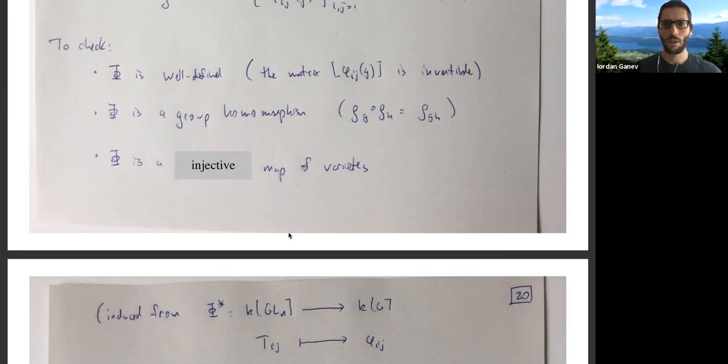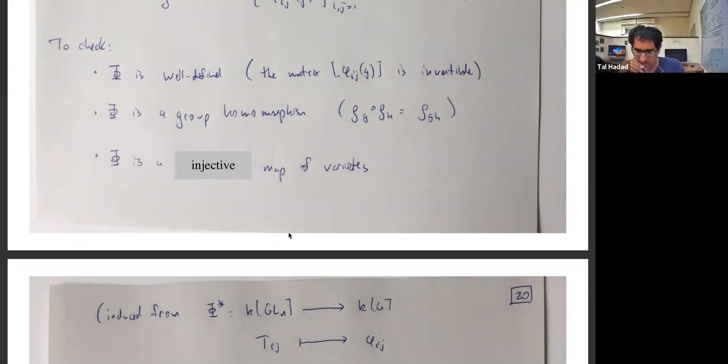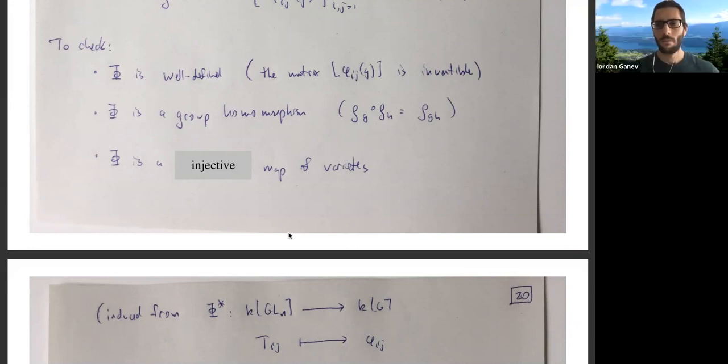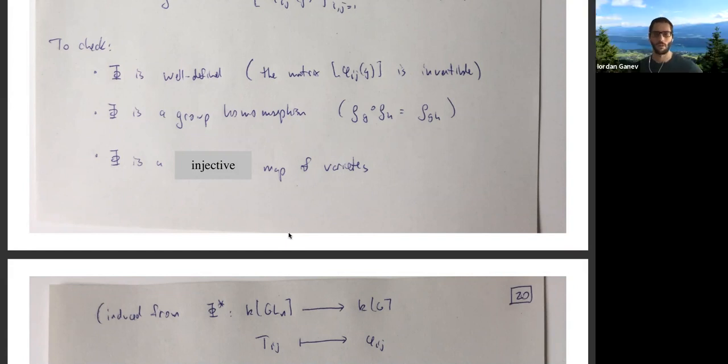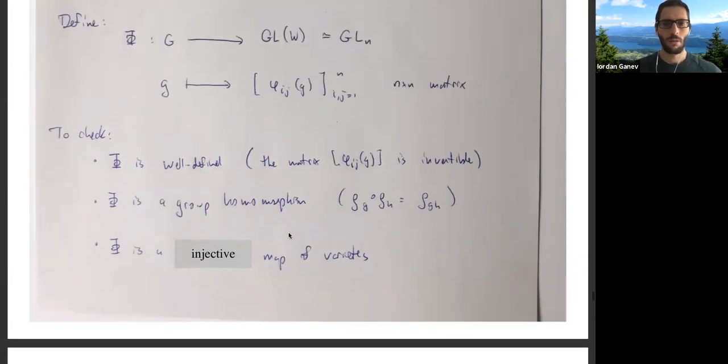What do you mean by K[W]? What you said before. Oh no, sorry. You used the fact that GLW is an affine variety. Yeah. Why is this true? Oh, because it's isomorphic to GLN. Okay. Yeah. Okay.